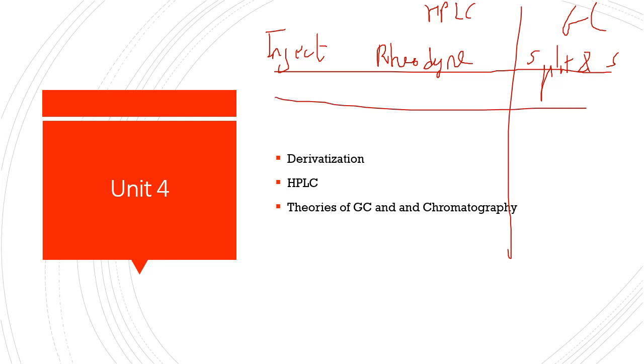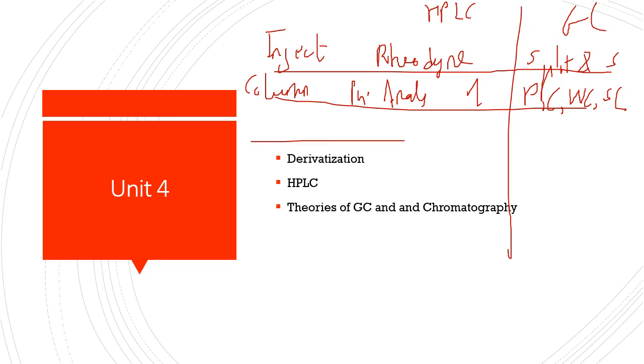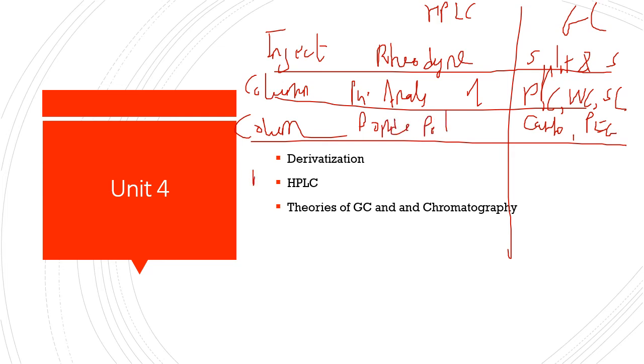Next is column. In HPLC you have pre-column, guard column, analytical column, main column. Here you have packed and capillary column. In capillary again you have wall coated and support coated. Next you have column packing. Here you have Carbowax, polyethylene glycol, etc. Here you have bonded, pellicular, microporous. Next is detectors. Here you have TCD, FID and ECD.